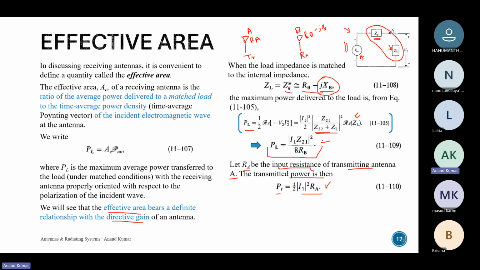We have the delivered power at the load, and then combining equations 109 and 110, taking the ratio, we get this expression, which is the power delivered to the load divided by the power transmitted from the transmitter. So here is this expression. I'll pause over here, let you read the steps. If there is any confusion, we'll continue then.